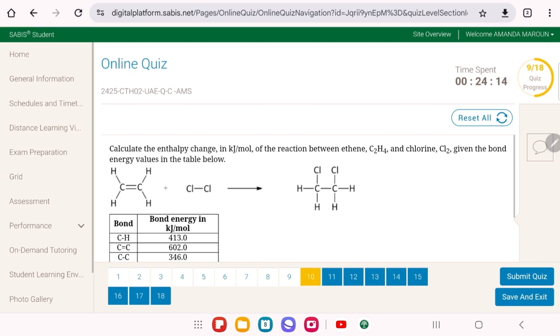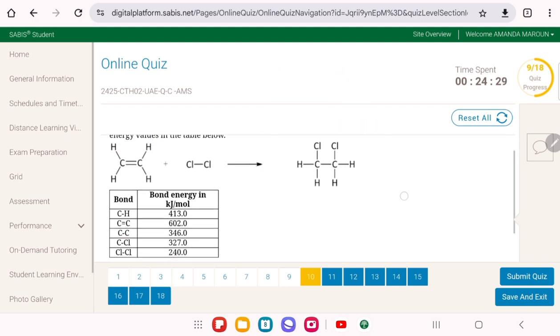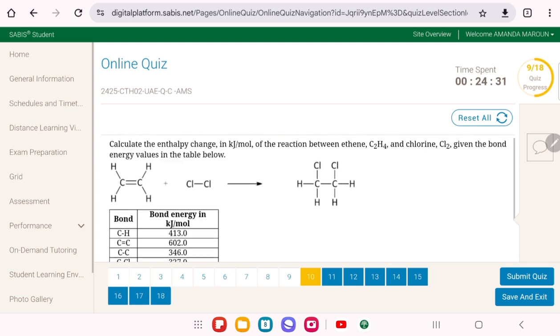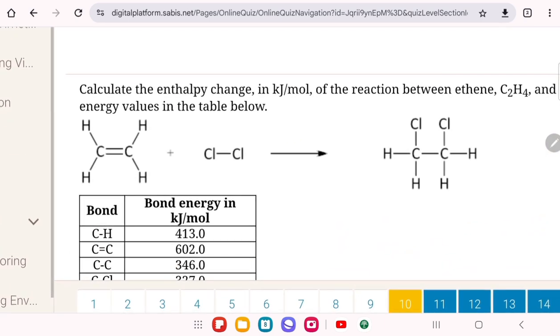Question number 10. Calculate the enthalpy change. Okay, this is one of the enthalpy changes between this and the bond energy values. We said bond energy is reactants minus products. It's the only equation that uses reactants minus products. So to calculate the bond energy here, this is our reactants.